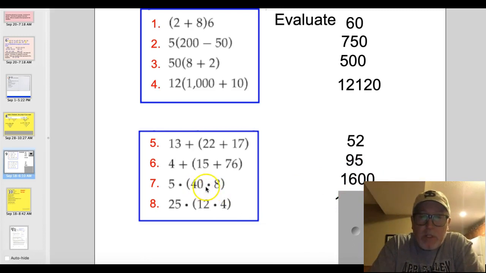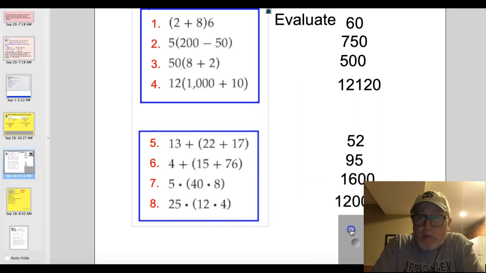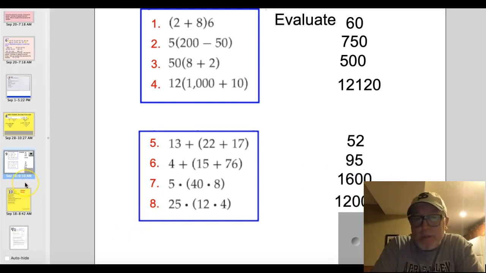And if you think about it this way, 8 times 5 is 40, and then you got 40 times 40 would be 1,600. And then this one here, I'm definitely going to move that 4 over there, make it 25 times 4, and then that would be 100. 100 times 12 is 1,200. So you can really quite easily do those problems without a calculator by using the properties. And that's kind of the whole gist of the lesson tonight.